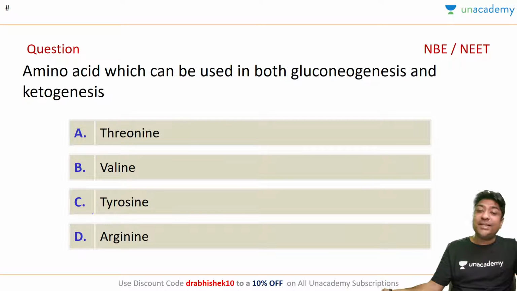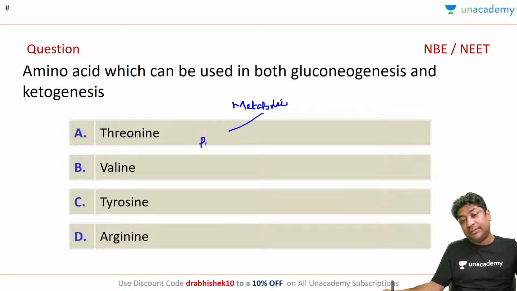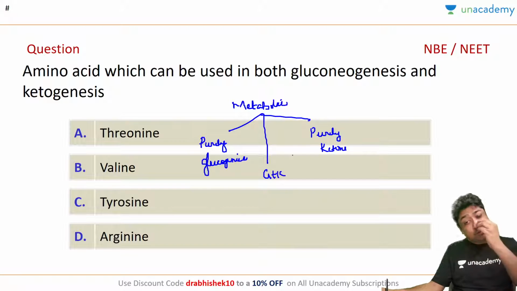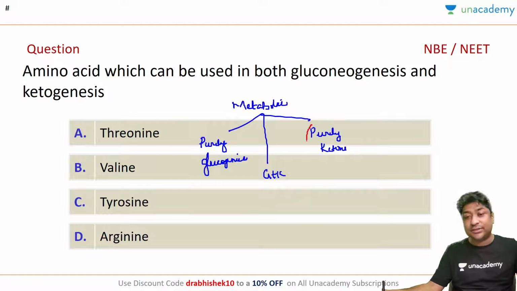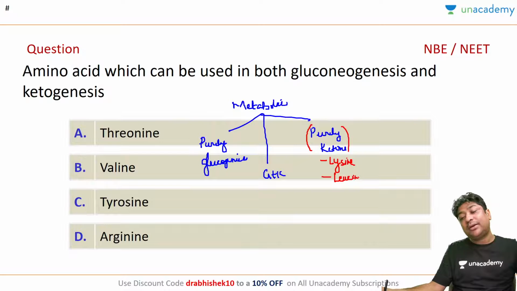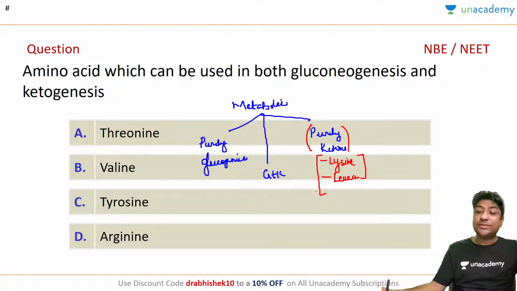So remember, based on the metabolic fate, we classify amino acids as purely glucogenic, purely ketogenic, and both glucogenic plus ketogenic. When we talk about purely ketogenic, there are only two amino acids which are purely ketogenic. We call them lovebirds, lysine and leucine. Why? Because these are the only two amino acids which will never form glucose. The rest of the amino acids will either be purely glucogenic or at least glucogenic plus ketogenic.